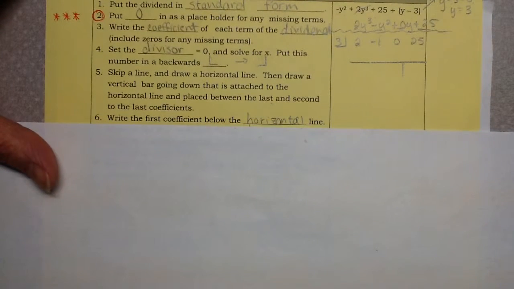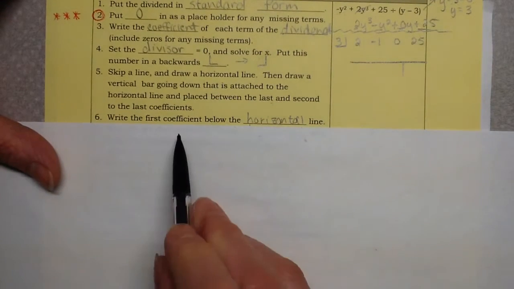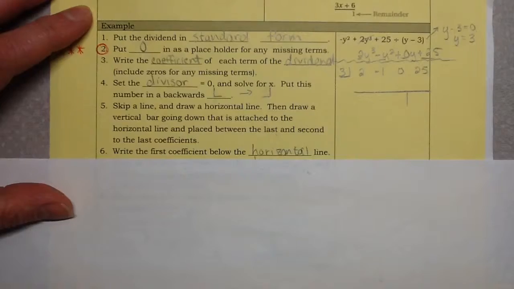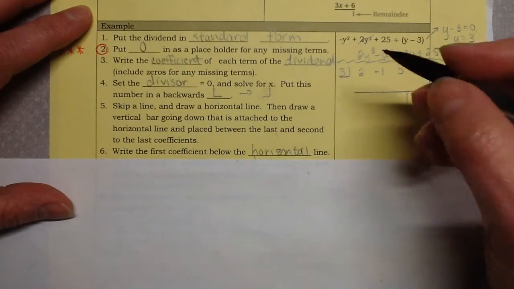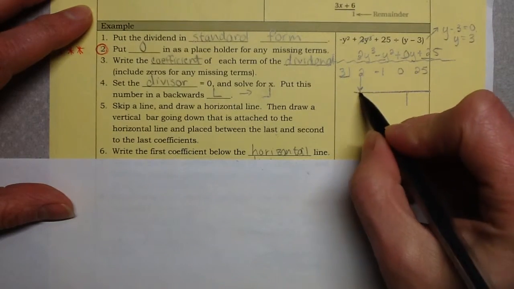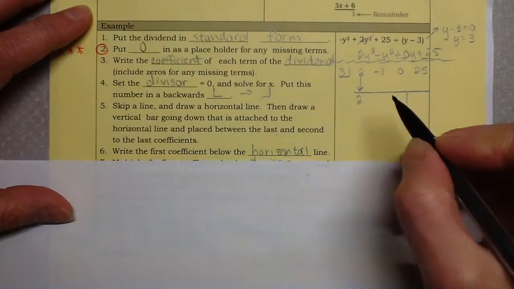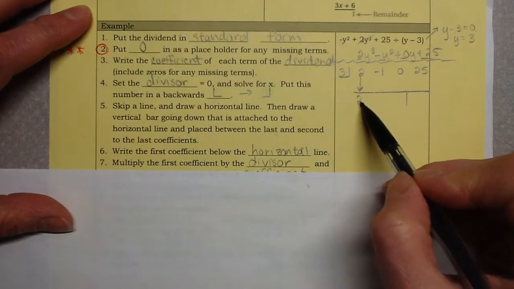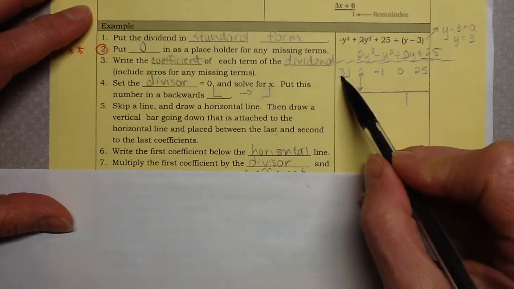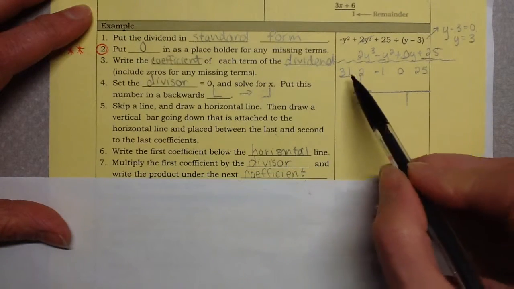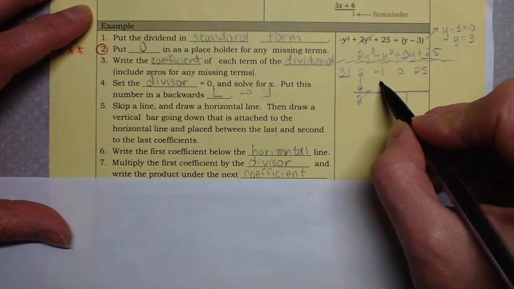Now the next thing that we're going to do is write the coefficient below the horizontal line. Let's take this 2 down. You don't do anything, just draw an arrow and put the 2 down here. Then we're going to multiply the first coefficient, which we just dropped down, by the divisor, so 2 times 3. And we're going to write the product under the next coefficient. So 2 times 3 is 6.